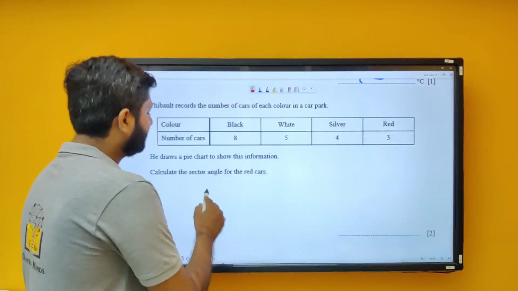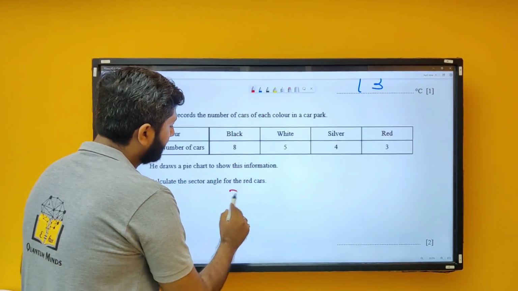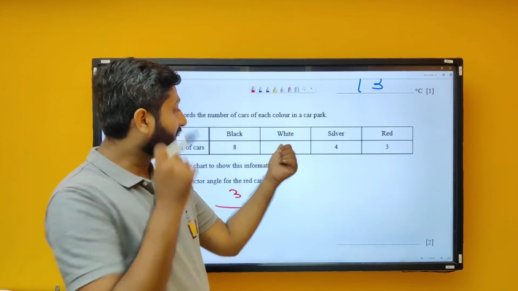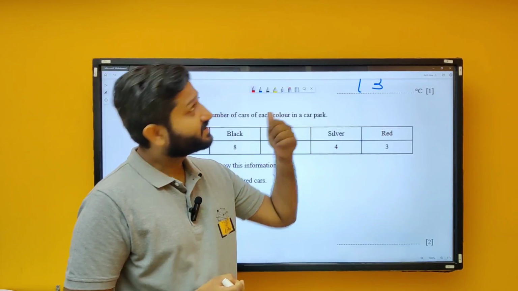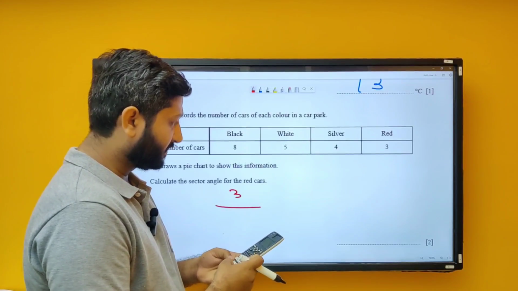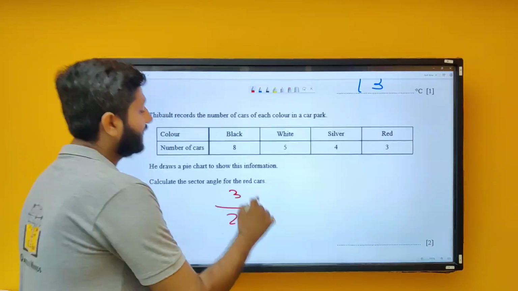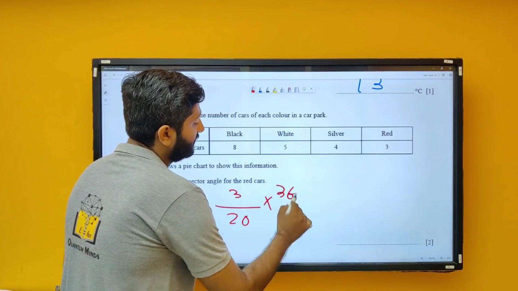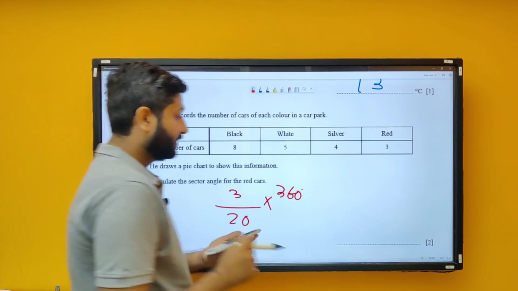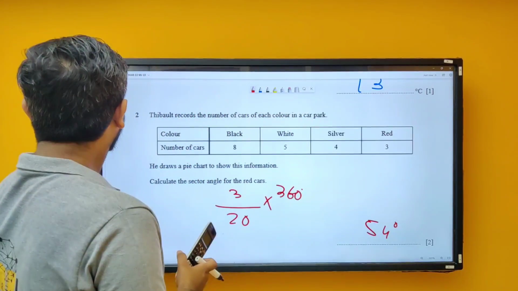So how many red cars do I have? 3. I have 3 red cars. And what is the total number of cars? 8 plus 5 is 13, 13 plus 4 is 17, and 17 plus 3 is 20. So 8 plus 5 plus 4 plus 3, I have a total of 20 cars. And the angle is obviously 360. So 3 by 20 into 360. So I'll draw red cars with an angle of 54 degrees.